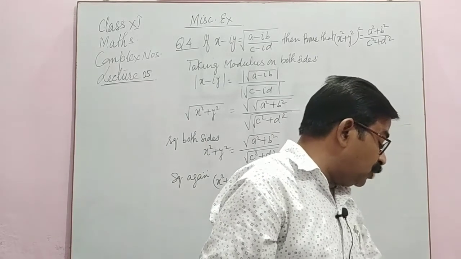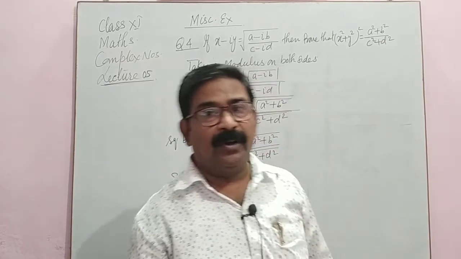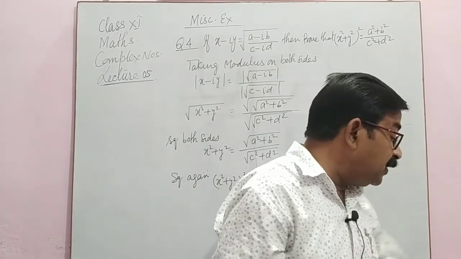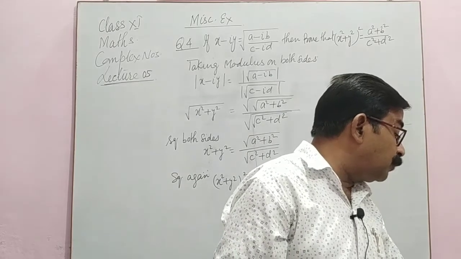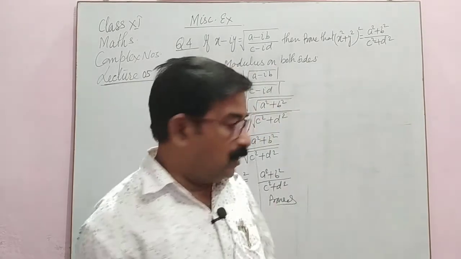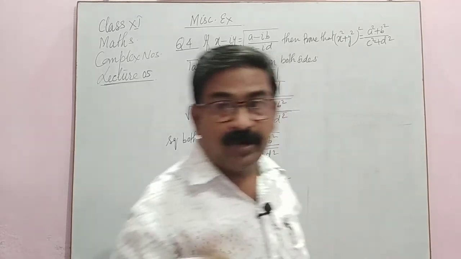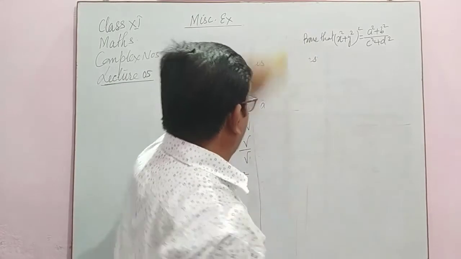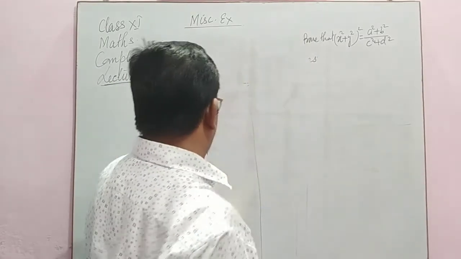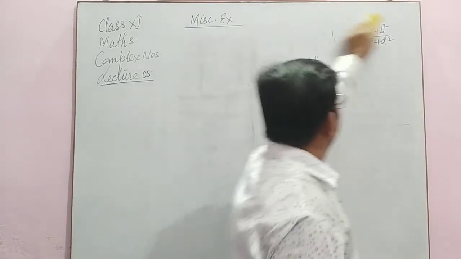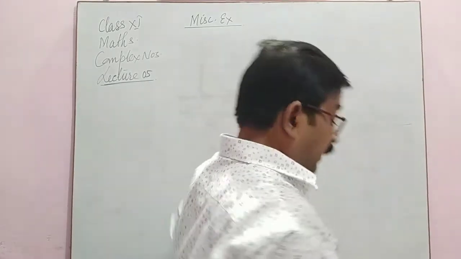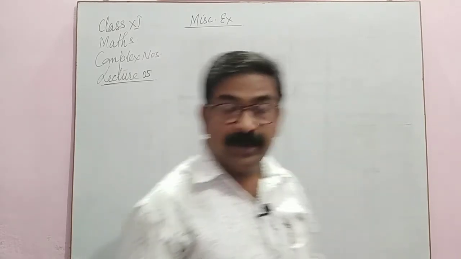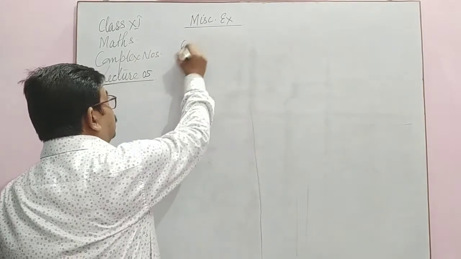Question number 5 is to write in polar form, so we are not going to solve it. Questions 6, 7, 8, 9 are quadratic equations. I will solve one of the questions because you already know how to solve quadratic equations, and the remaining questions you will solve yourself. So I am solving question number 6.